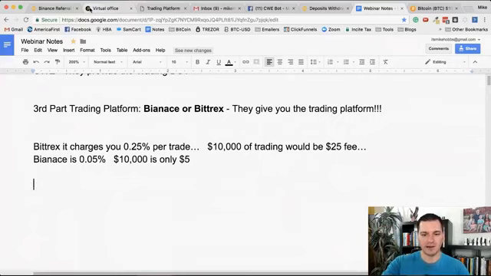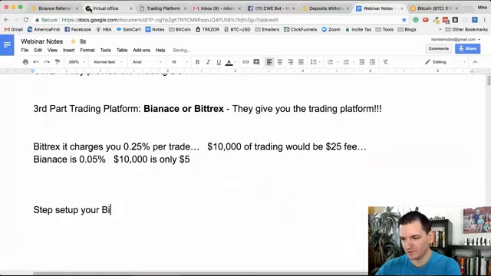Does everybody have your Binance account or Bittrex account? Let me know in the comments if you already got it set up. If you don't, go do that right now, okay? So step 1, set up your Binance or Bittrex account.